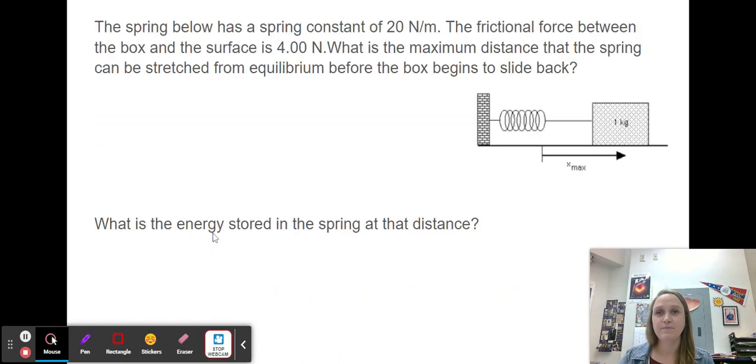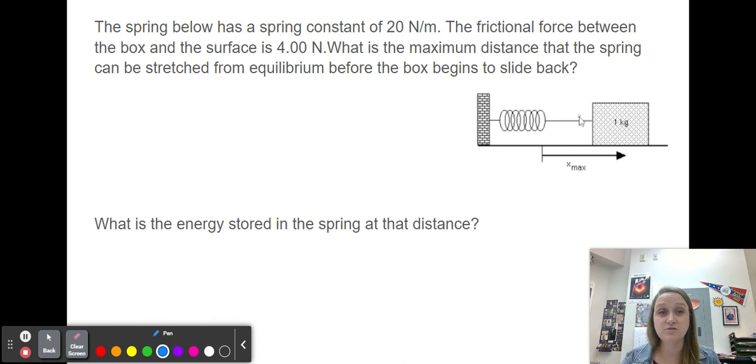Let's try another example. The spring below has a spring constant of 20 newtons per meter now. The friction force between the block and the surface is 4 newtons, so that's my force friction. What is the maximum distance the spring can be stretched from equilibrium for the box to begin to slide back? So we've got force gravity, force normal, and an applied force because we want to know what that force would be.